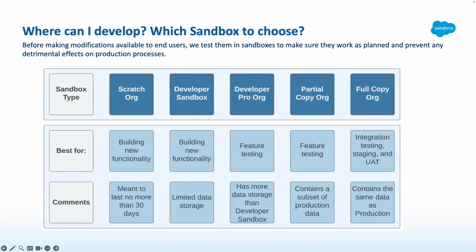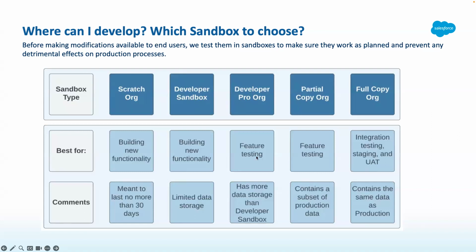So I can merge my code. My code is ready for testing by QA. So he'll start testing the feature in my developer pro org. I will continue my development in developer. Next feature, next user story, start building it, related to the same feature, same release.